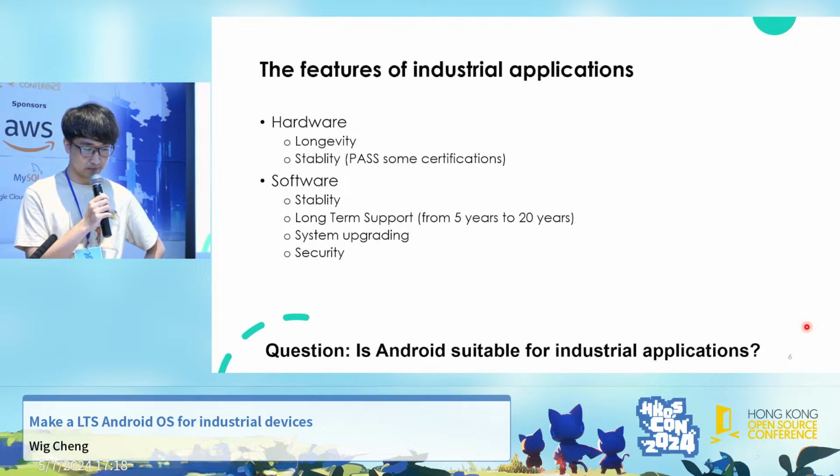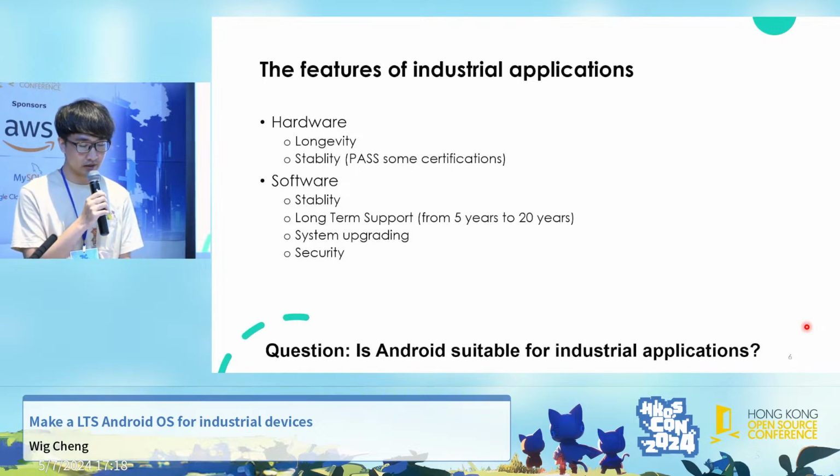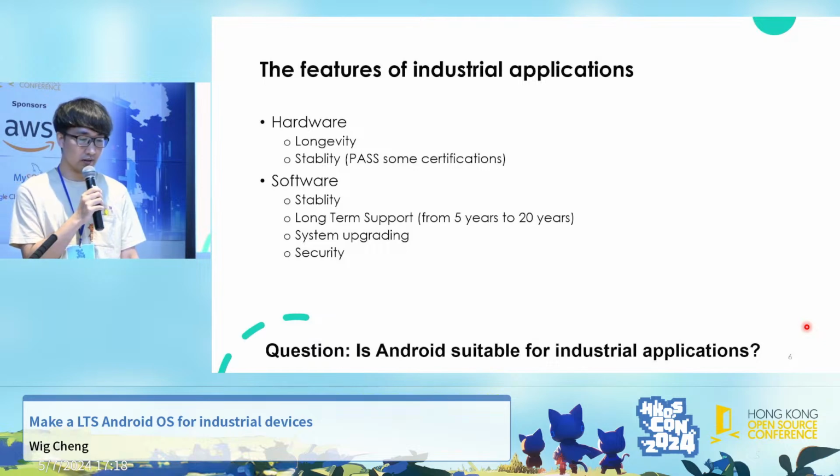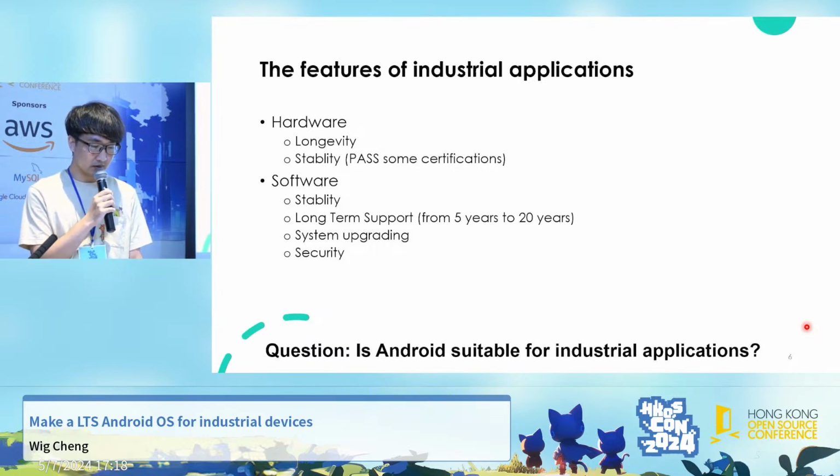The first one is longevity of hardware components, because in industrial markets the device is not easily changed or replaced frequently, maybe due to environment limitations. So making sure the hardware components' life cycle is very important. The second is stability, meaning the customer always has requirements to pass certifications like ISO or IEC testing to make sure the device is robust.